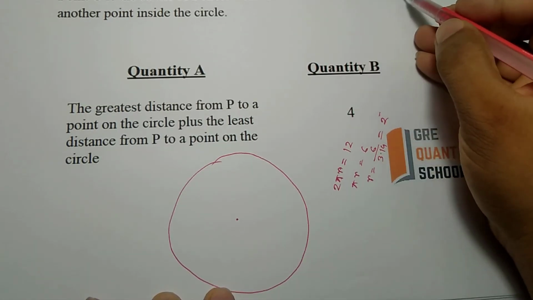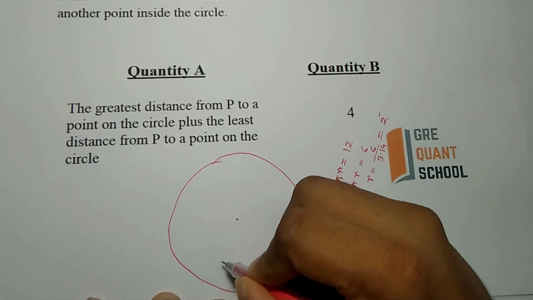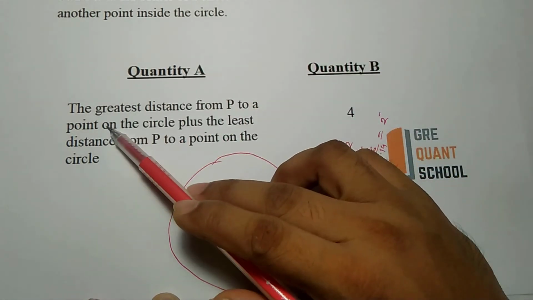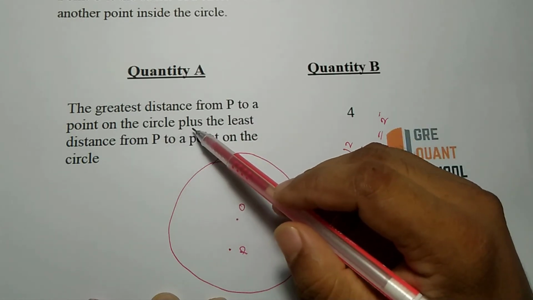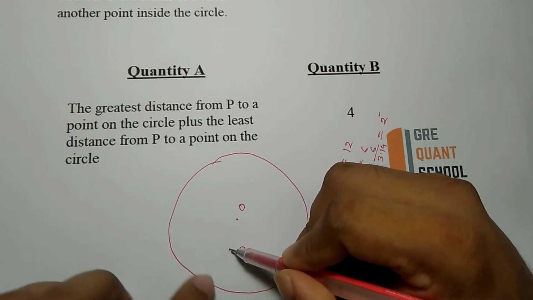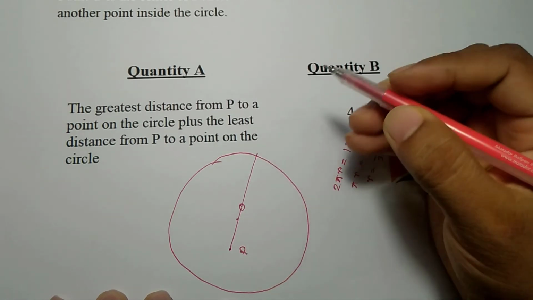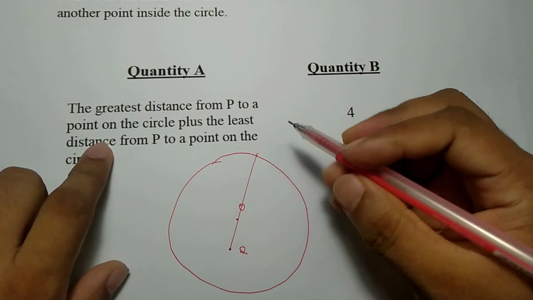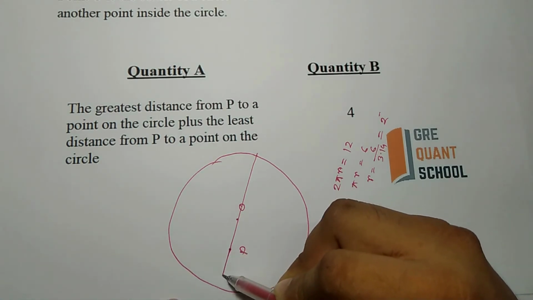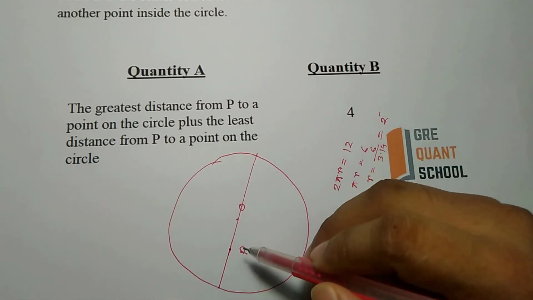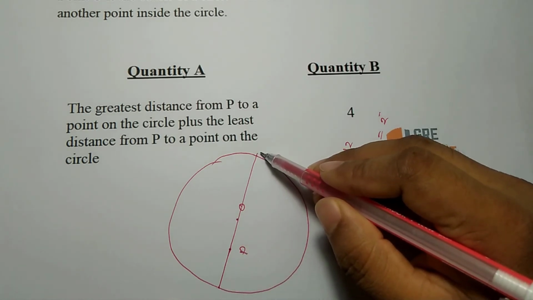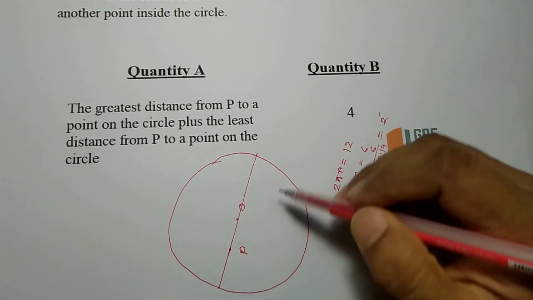Okay. Then point P is another point inside the circle. Another point is, let's say it was O, another point is P. The quantity A is the greatest distance from P to a point on the circle plus the least distance from P to a point on the circle. The greatest distance from this P will be just like this point, and the least distance is this side, this point. You can see it goes through the center, so this line makes the diameter of the circle.